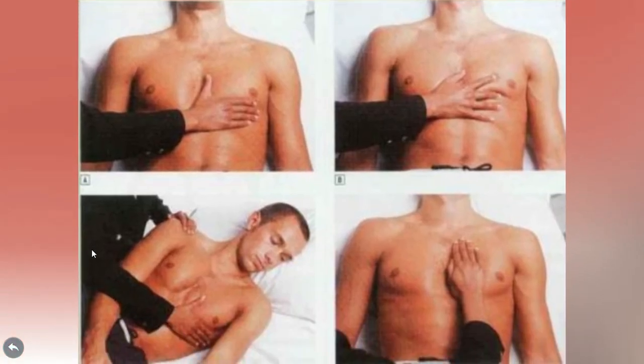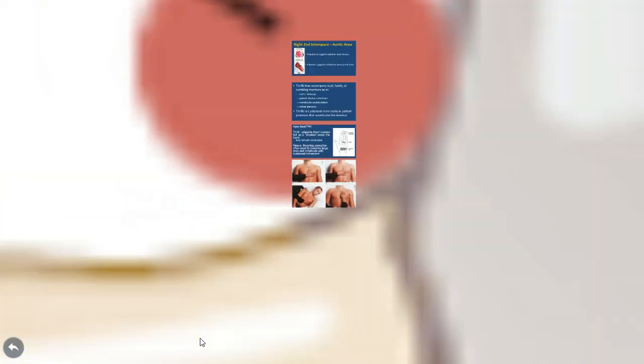This is how to check for the heaves and the trills. Here you can try to appreciate the presence of a heave of the right ventricle. Here you can try to appreciate first the apex beat impulse, and then you can shift the patient to the left lateral decubitus position, especially in patients with mitral stenosis.